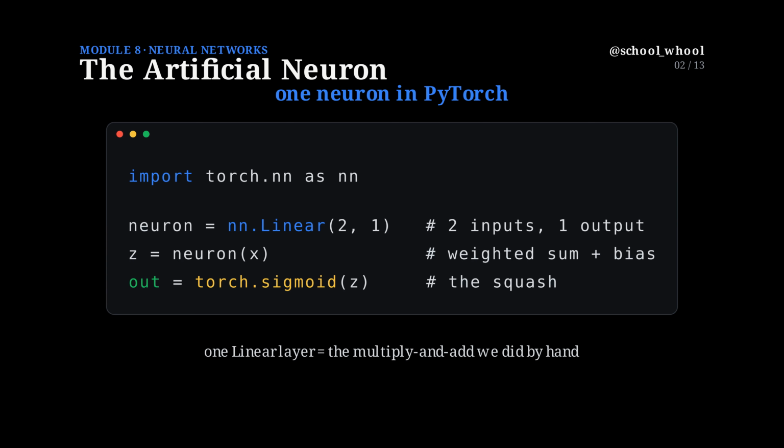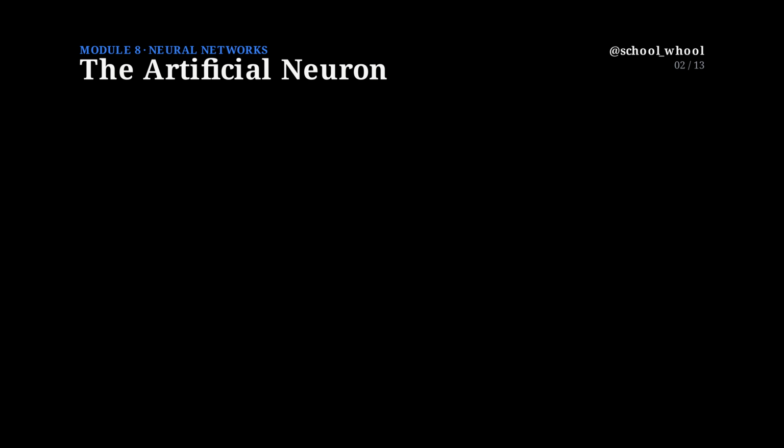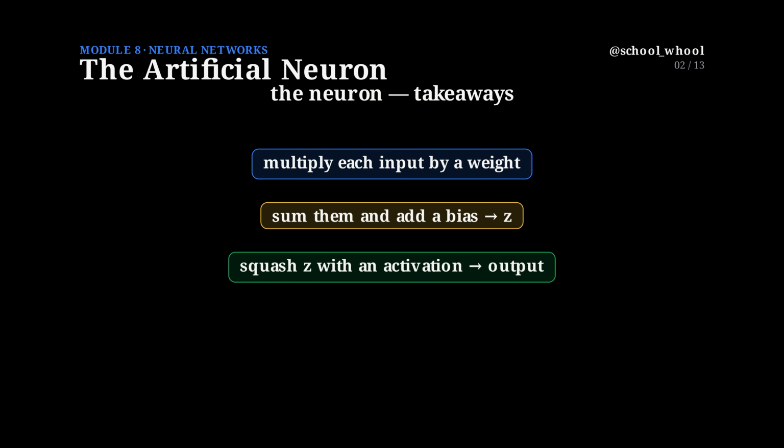So here's the whole neuron in 3 moves. Multiply each input by its weight, sum them and add the bias to get z, then squash z with an activation to get the output. That's the entire building block of a neural network. Next, we'll wire many of these neurons together into layers.